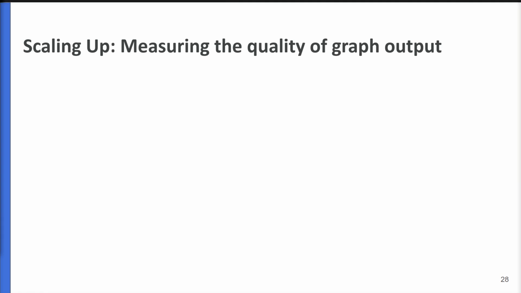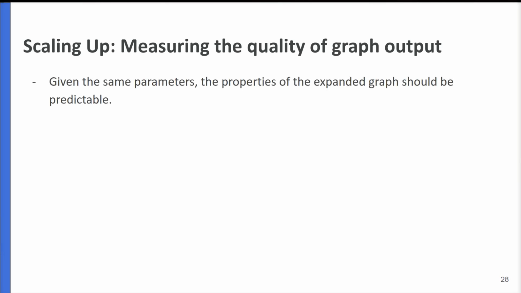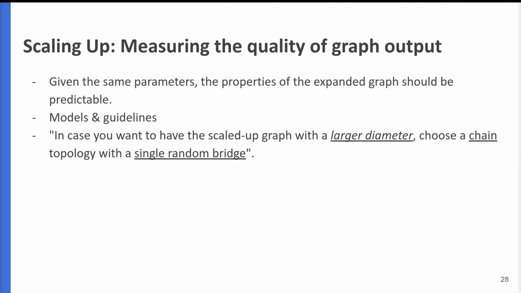So how do we measure the quality of the scaled-up graph? The properties of the scaled-up graph should be somewhat predictable based on the same input parameters, and we provide models and guidelines that can guide the user to obtain a certain graph based on these. For example, if the user wants to obtain a scaled-up graph with a larger diameter, choose a chain topology with a single random edge, and the graph output should adhere to these models and guidelines.